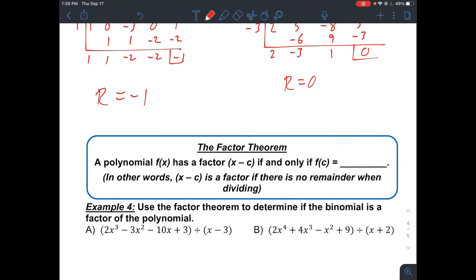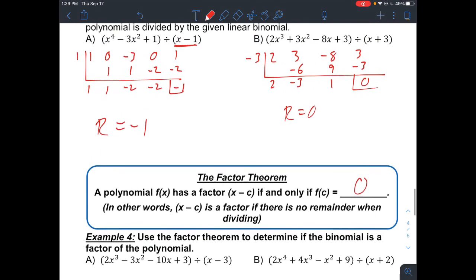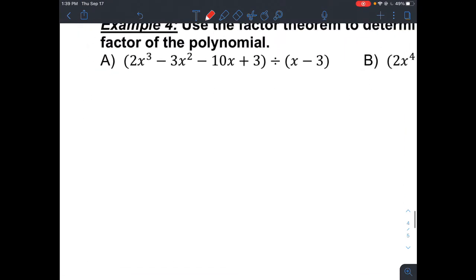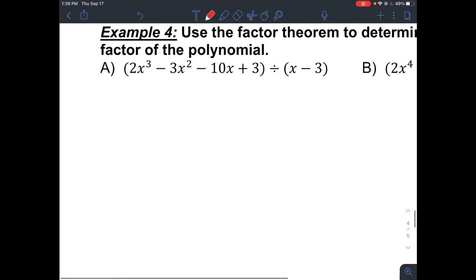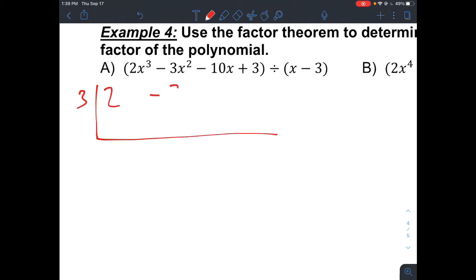The next theorem is saying a polynomial has a factor if and only if the remainder is 0. Okay? So let's take a look at the next two. And we're just going to keep doing our synthetic division. Because this is linear, we can do synthetic. 2, -3, -10, and 3. And we're looking for an answer of 0. If it's anything but 0, our answer is no.